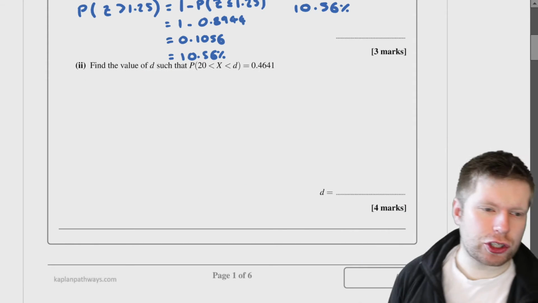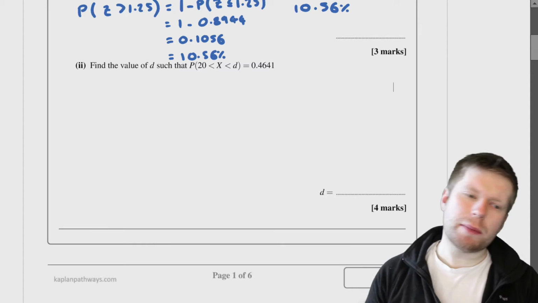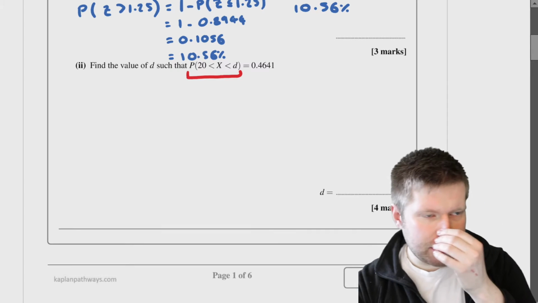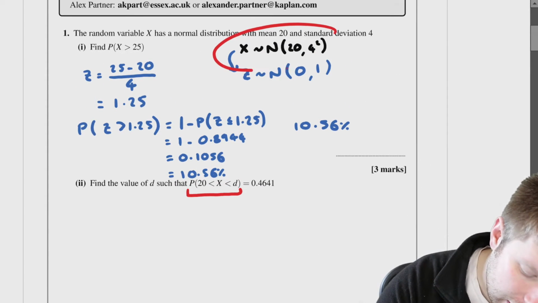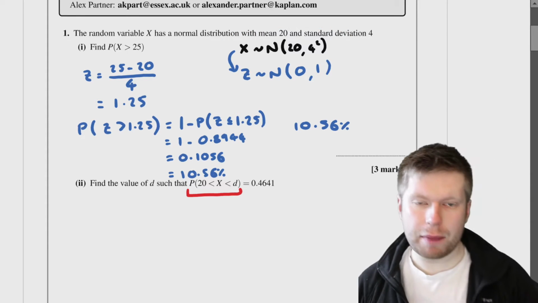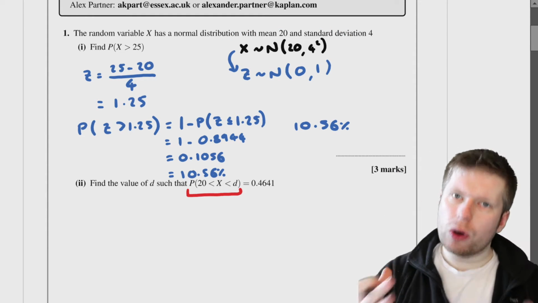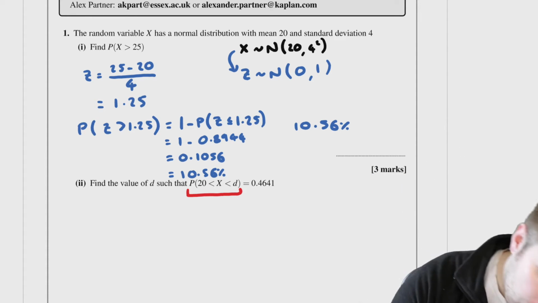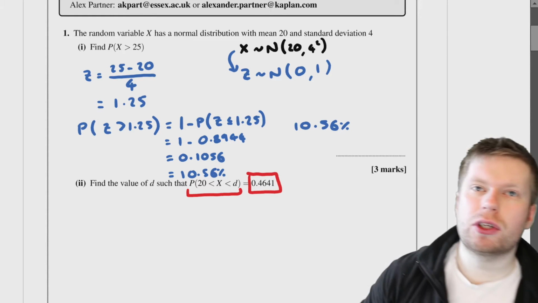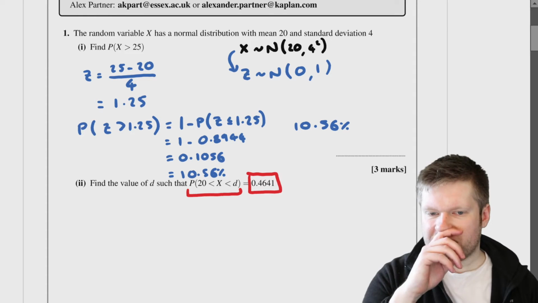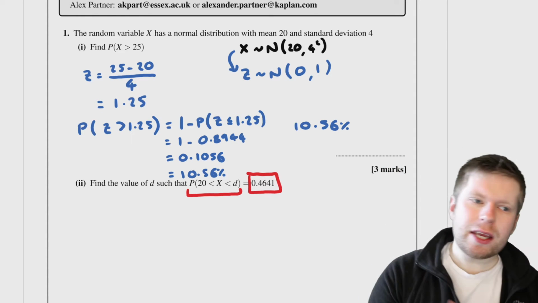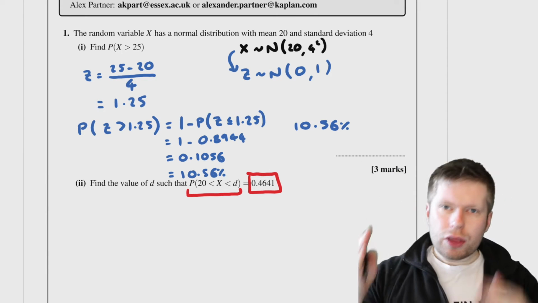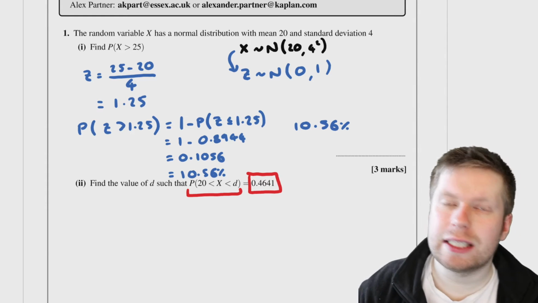Now for the second part of question 1, I've been asked to find the value of d, so it's a bit of a backwards question. I've basically been told, same distribution as before, with a mean of 20 and a standard deviation of 4, or variance of 4 squared, that if I look for a value between 20 and some other value, which I'm denoting as d, the probability of obtaining values between those 2 points should be about 46%, so 0.4641. I've been asked to find what that other value is. So it's 20 and something else. What is the other value that gives me a probability of about 46%?